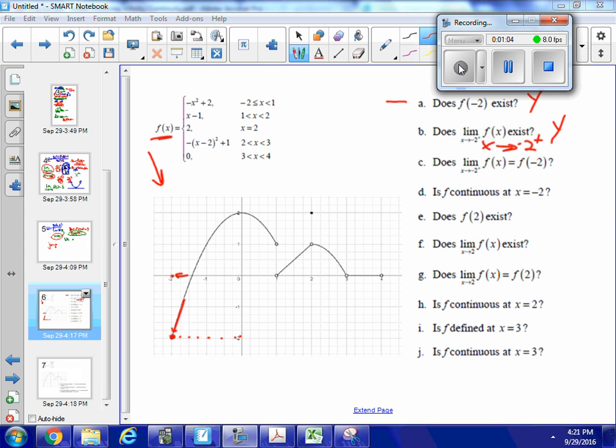Does the limit as x approaches negative 2 from the positive side equal f of negative 2? Well, sure. What f of negative 2 is right here, it is equal to negative 2. And the limit is equal to negative 2. So yes, they are equal to one another. And since it is an endpoint, we say that f is continuous at x equals negative 2, because it is an endpoint.